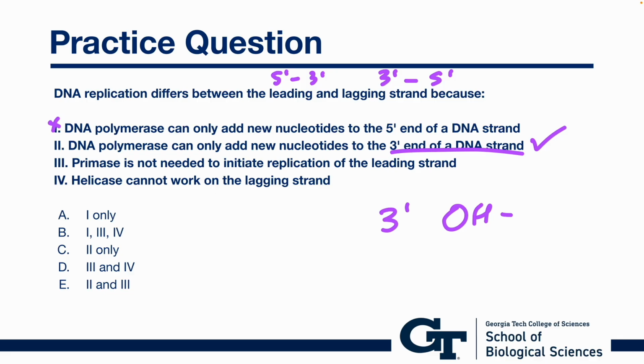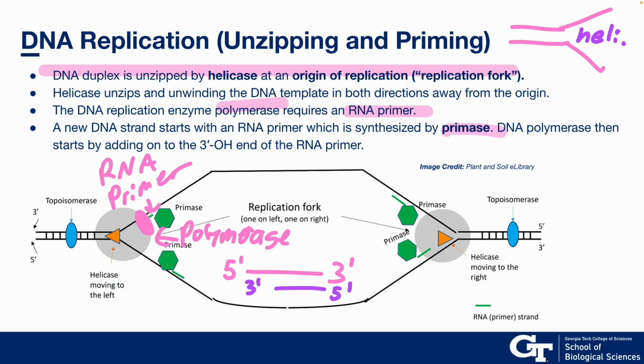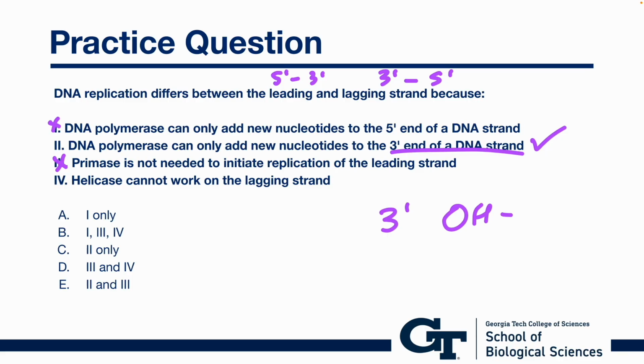Choice 3 says primase is not needed to initiate replication of the leading strand. That's not true. Primase is always needed to synthesize RNA primers. And then lastly, helicase cannot work on the lagging strand. Well, if you just look at this image here, we have helicase going from the one strand, which is the 3' to 5' strand, and the helicase going in the other way. So that is not true either. So the only one that's true is 2.